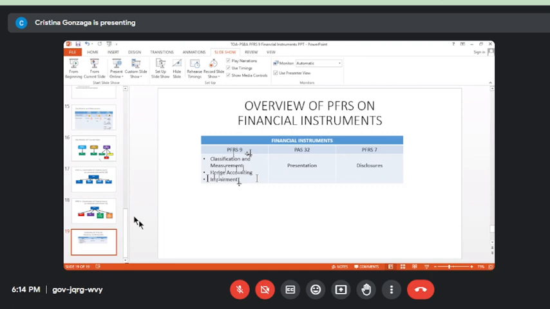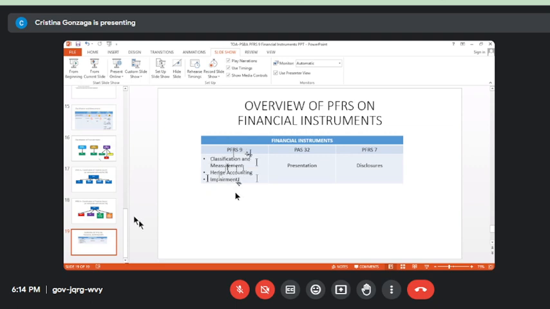Now, impairment. When you say impairment of financial instrument, it has to do with the recognition. If there is recognition of financial instrument, which we discuss under classification and measurement, impairment of financial instrument has to do with the recognition or removal of financial instruments from the books of the entity. These are under PFRS number 9.